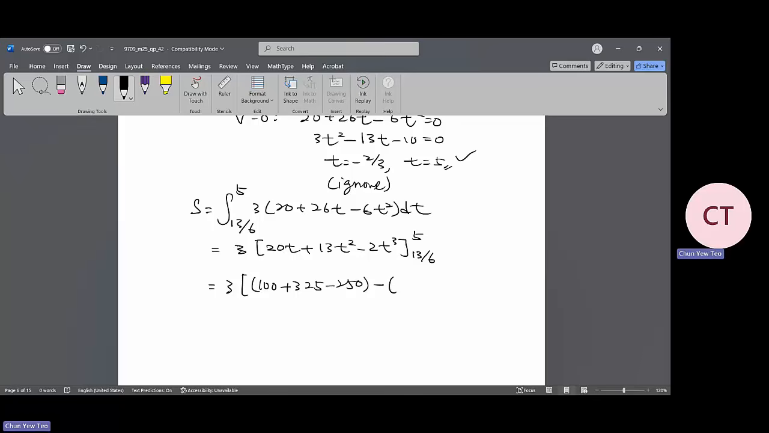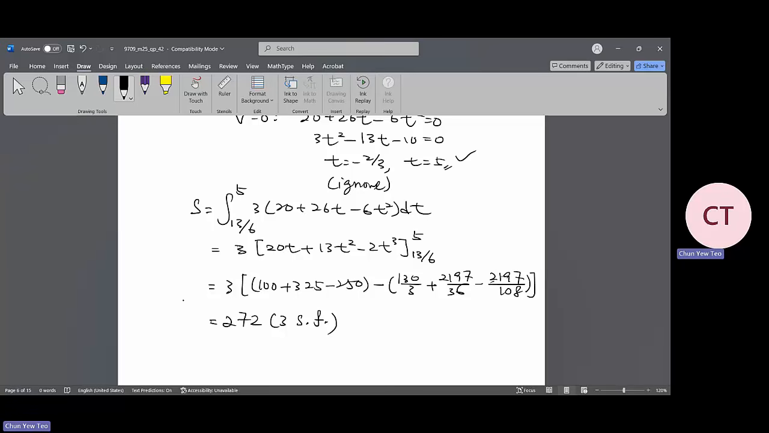minus this one is the 130 over 3 plus the 2197 over 6 over 36 minus the 2197 over 108. Press everything using your calculator. You will get the answer as 172 in 3 significant figures. Okay, you can leave the answer in fractional form, or you can just round it up to 3 significant figures. That is up to you.